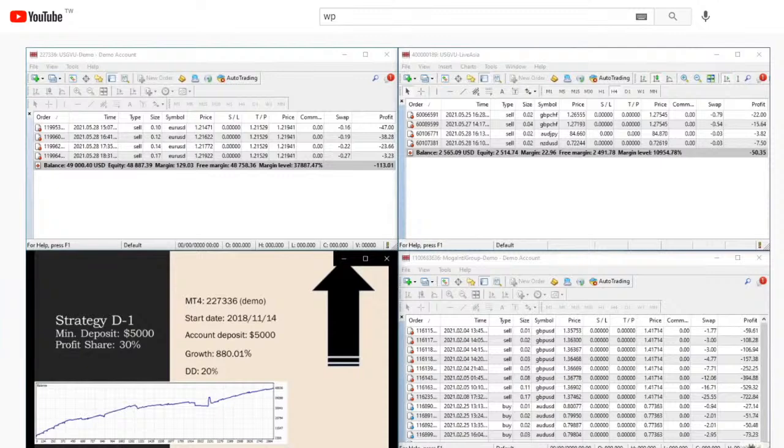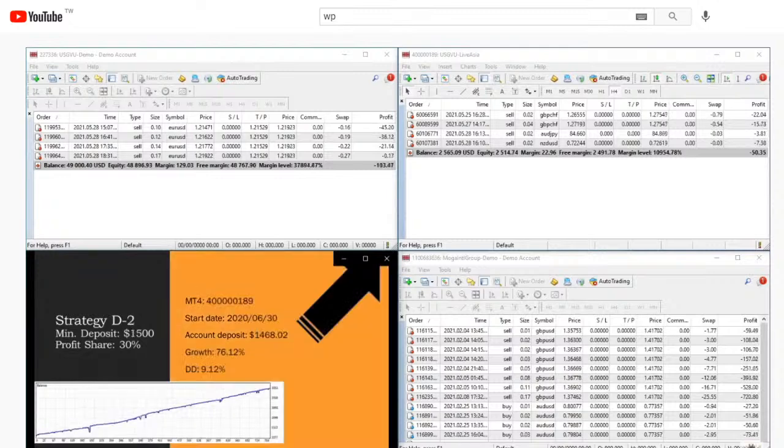Now let's take a look at the average profit for D2. Overall, we're looking at an average profit of 10% per month. Last week we had a profit as well at 0.98%. Last month was a total 8.16% growth. And for this month so far of May, we're looking at a growth of 3.36%.